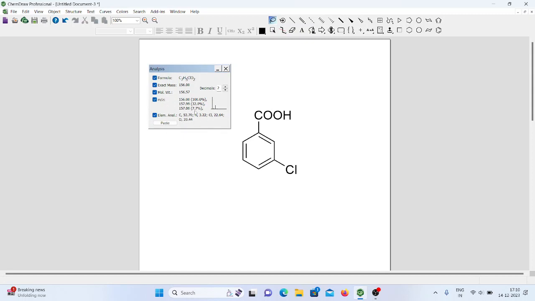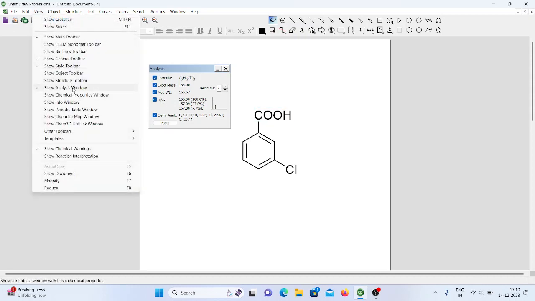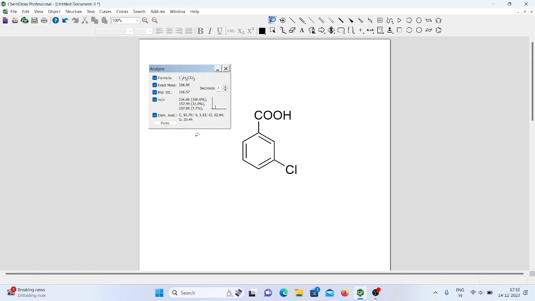This data can be obtained by using the ChemDraw software. Simply, what should you do? You need to draw the structure of the molecule, select the molecule, go to the View option and activate Analysis. You will get complete data. Now compare this data with your real data. If the real data matches this data, then you can confirm that your compound is formed. In this way, you can get the molecular formula, molecular weight, different peaks, and also the elemental analysis. Okay, so this is the one portion.